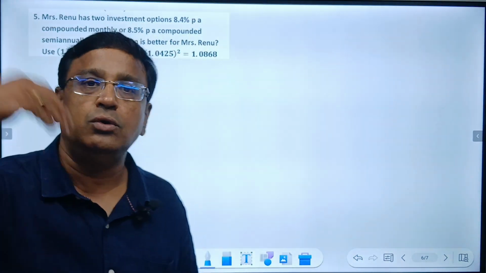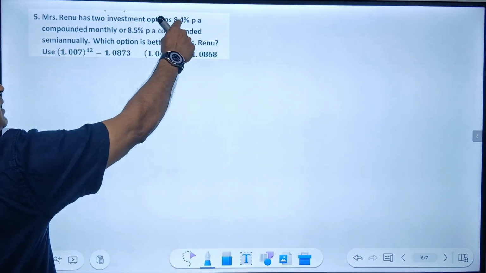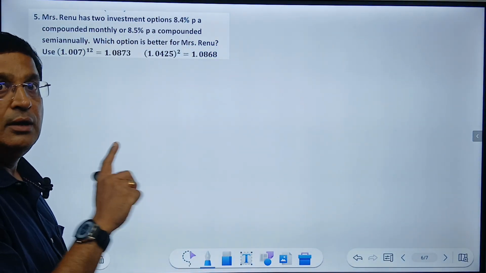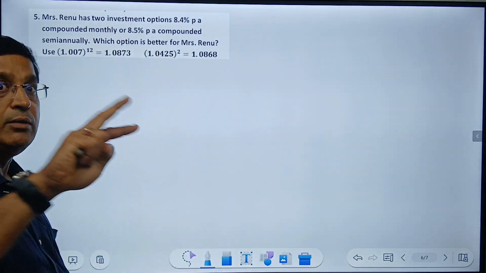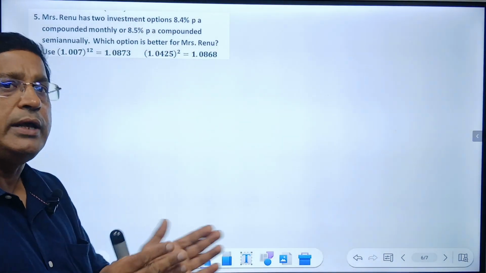See, just don't do the problem with numbers. Also understand the question. What is the question? One is having lesser interest than the other, but the first option is having more compounding. The second is having less compounding. So let us see what exactly happens.